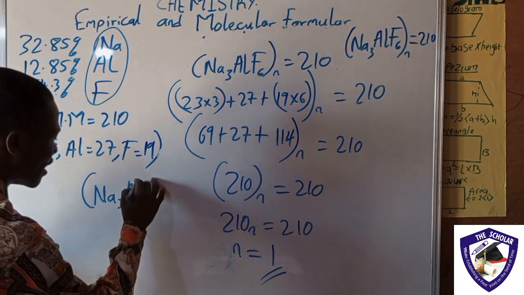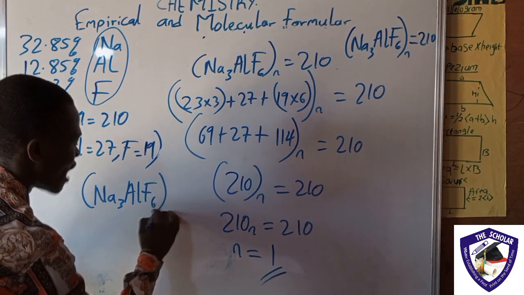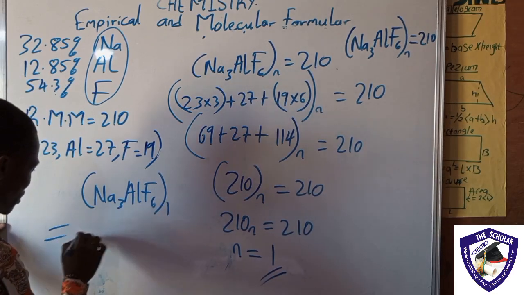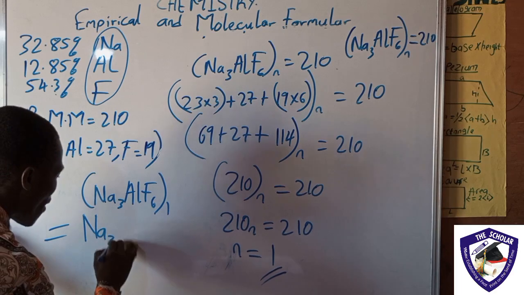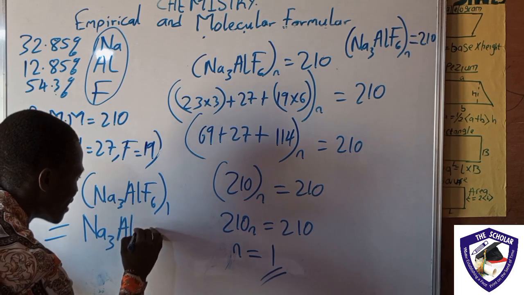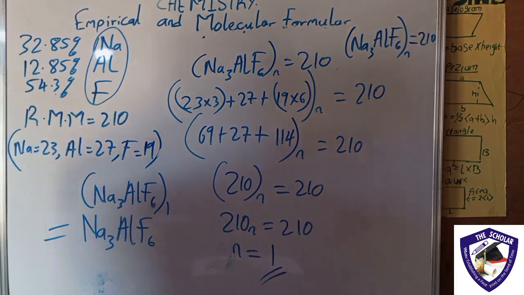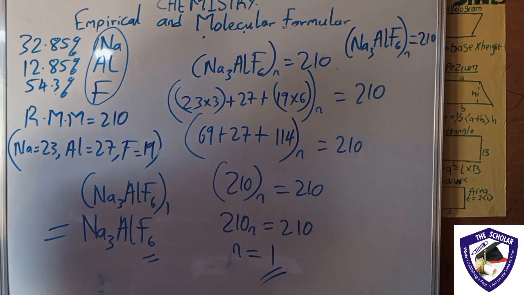So if our n is equal to 1, Na3AlF6, our n is equal to 1. So our molecular formula is Na3AlF6. This is our molecular formula.